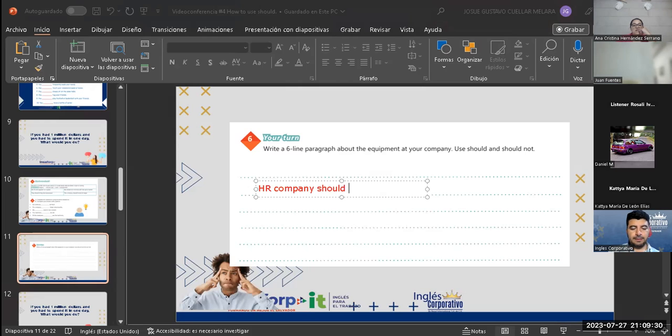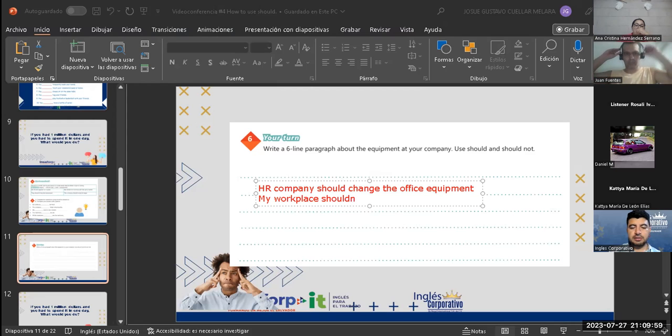You can say, let's write three advice, tres sugerencias. One example: HR company should change the office equipment. Si no quieren decir eso, pueden decir my workplace. Si no quieren poner el nombre de la empresa, my workplace shouldn't change the personnel. Cuando decimos personal, es el personal en general. Pero cuando decimos personal, es de una persona. So, personal es todos los empleados.